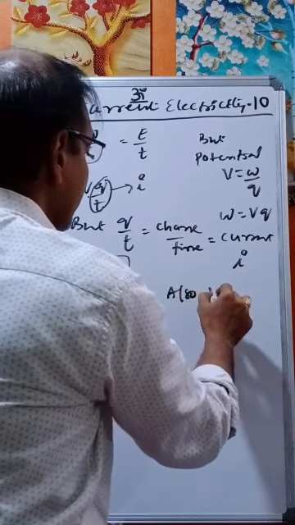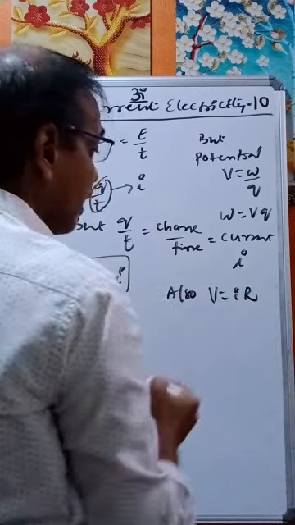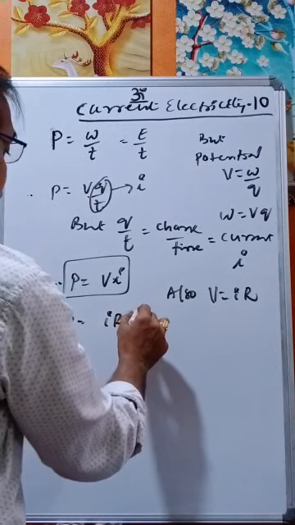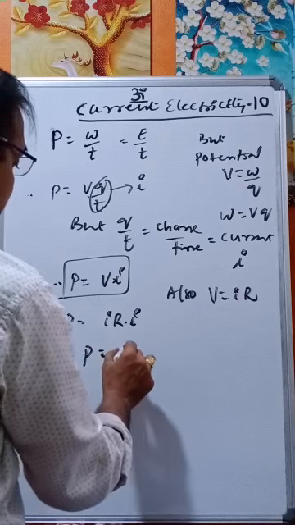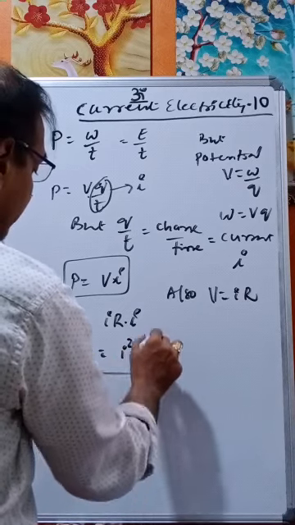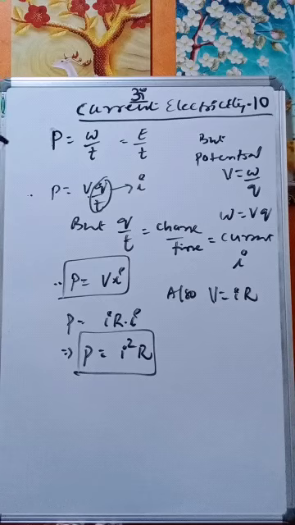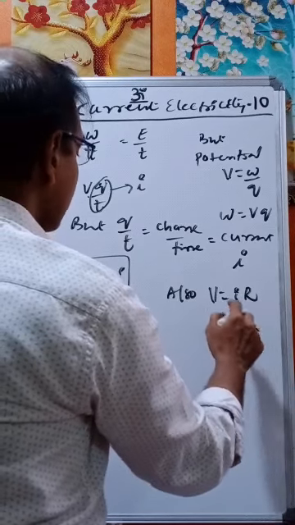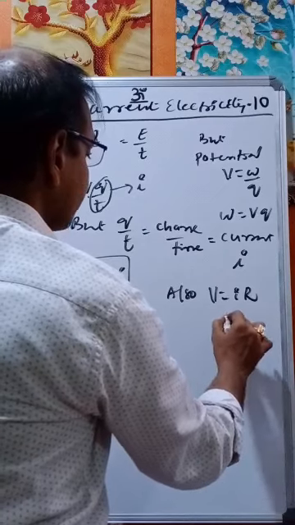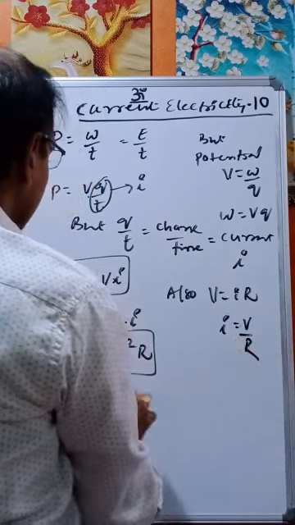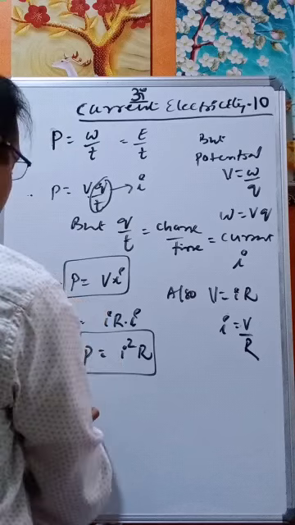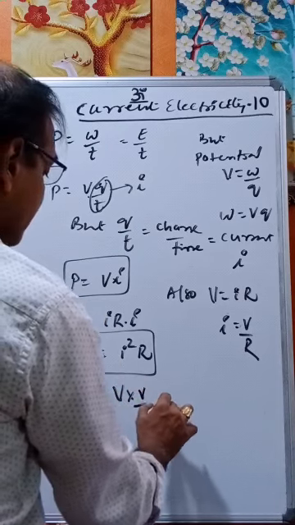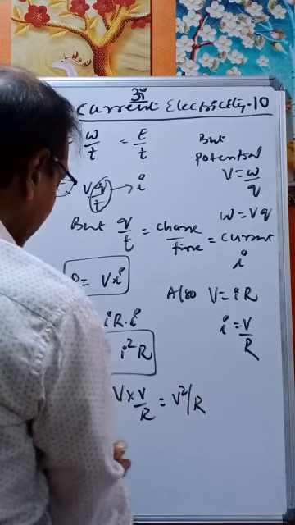Also, as V is equal to IR, therefore P is equal to IR into I, which implies P is equal to I square R. This is another way of expressing power. Also, as V is equal to IR, therefore I is equal to V by R. Therefore, from this equation, in place of I, we place V by R, so P is equal to V square by R.